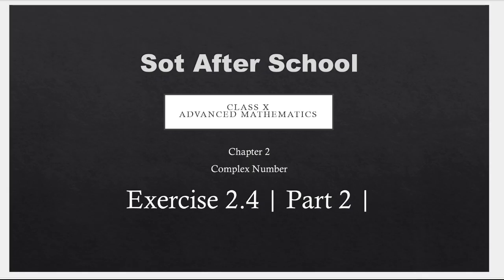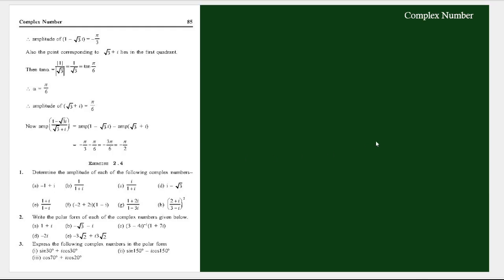This is part 2 of our exercise 2.4. I hope you are able to do question number 1 and 2 of exercise 2.4. In question number 1, you have to find the amplitude, that means theta. And in question number 2, you have to write the complex numbers in polar form, finding out the r and then converting them into trigonometric form.